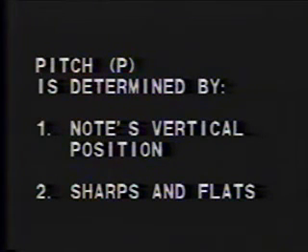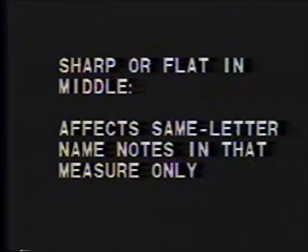Let's review the rules for finding pitch. A note's pitch is determined by its vertical position and whether or not it is sharped or flatted. A sharp sign raises the pitch while a flat sign lowers the pitch, and a natural cancels out the effect of a sharp or flat. If the sharps or flats appear at the beginning of the piece of music, they affect all of the same letter name notes in the entire piece unless temporarily canceled by a natural sign. If the sharps, flats, or naturals appear in the middle of the piece, they affect only those same letter name notes in that measure.